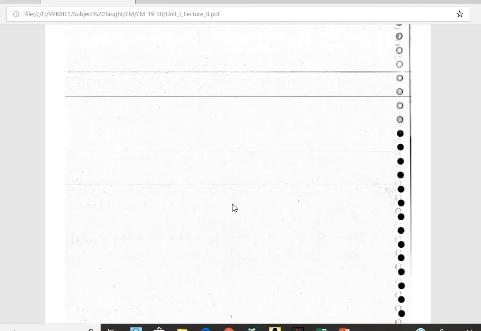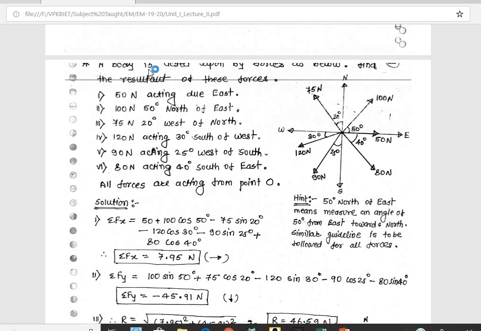Now the next numerical. A body is acted upon by forces as shown below. Find the resultant of these forces. 50 Newton acting due east, 100 Newton 50 degrees north of east, 75 Newton 20 degrees west of north, 120 Newton acting 30 degrees south of west, 90 Newton acting 25 degrees west of south, and 30 Newton acting 40 degrees south of west. All forces are acting at point O.